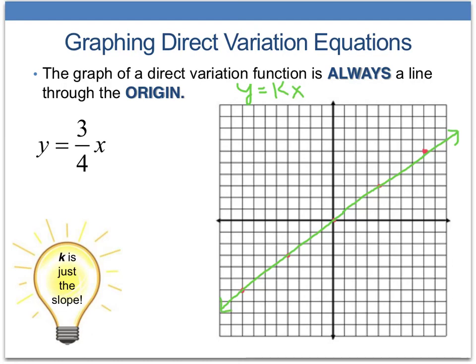Okay, so whenever we're talking about x and y pairs that work for a direct variation, we're talking about coordinates that will lie on that line. Now you can make a table, but you should also remember that k is just acting as our slope. And this line will always have a y-intercept of (0, 0).